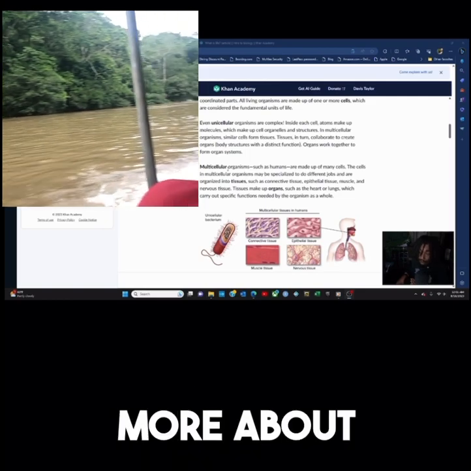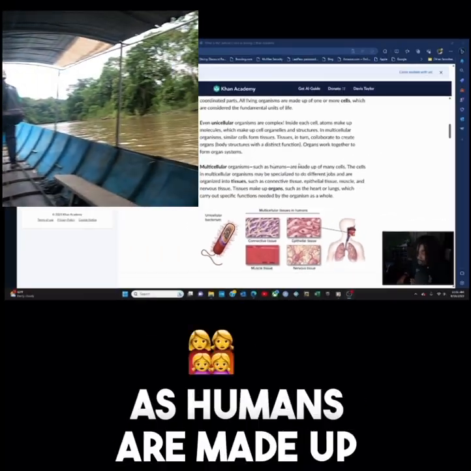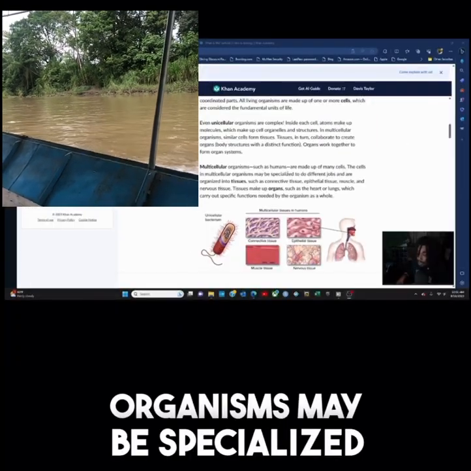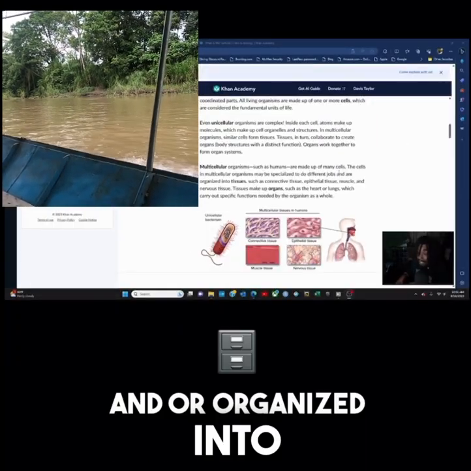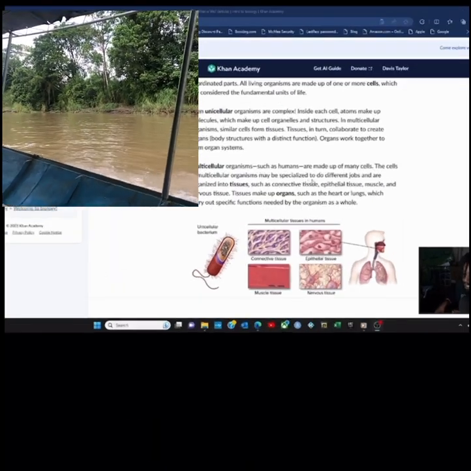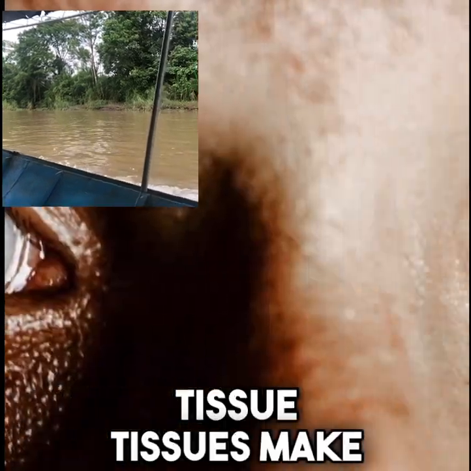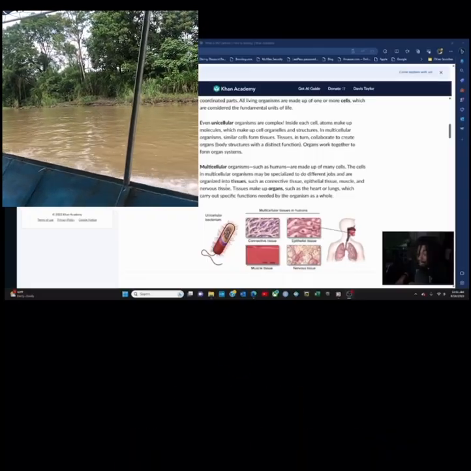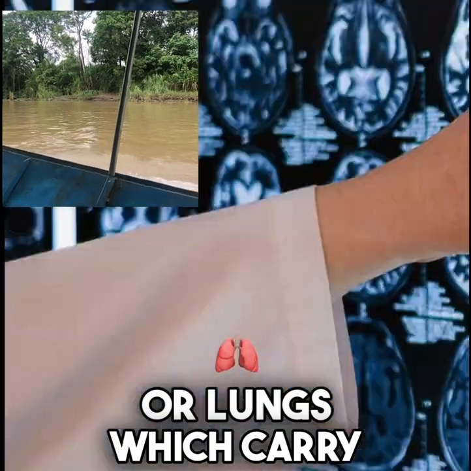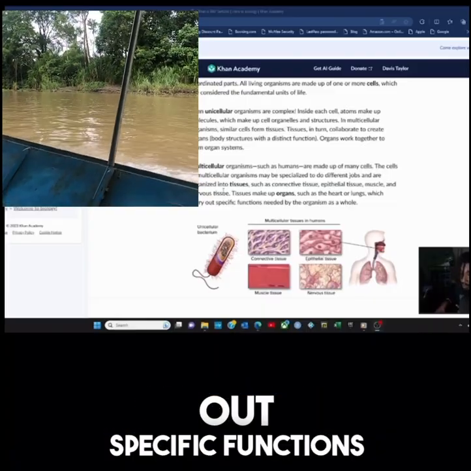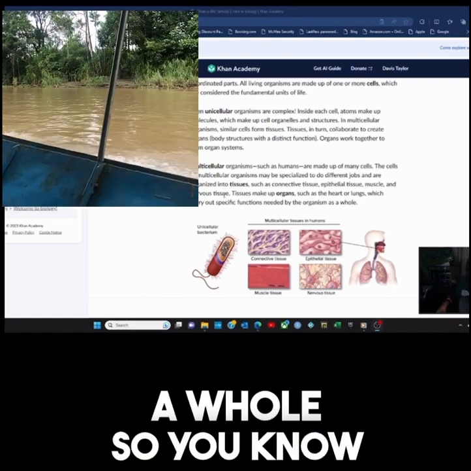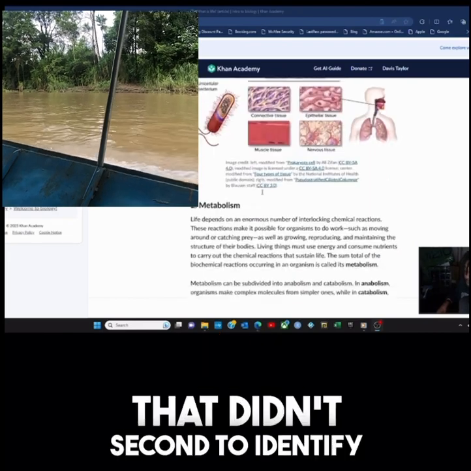And it talks a little bit more about multicellular organisms. And it says, such as humans are made up of many cells, right? The cells in multicellular organisms may be specialized to do different jobs and or organized into tissues, such as connective tissue, epithelial tissue, muscle, and nervous tissue. Tissues make up organs, such as the heart or lungs, which carry out specific functions needed by the organism as a whole. So, for people that knew, for people that didn't.